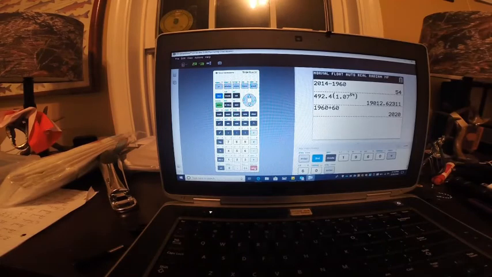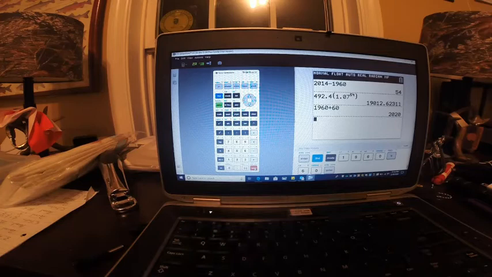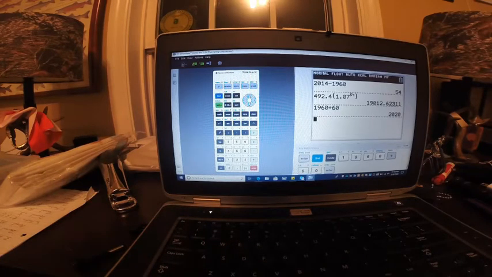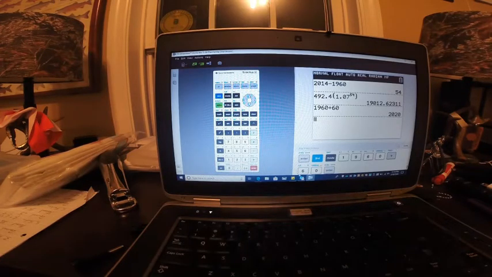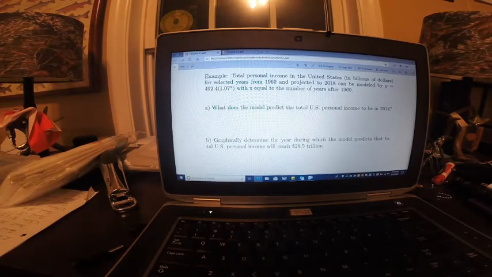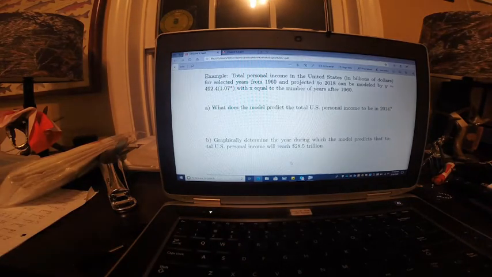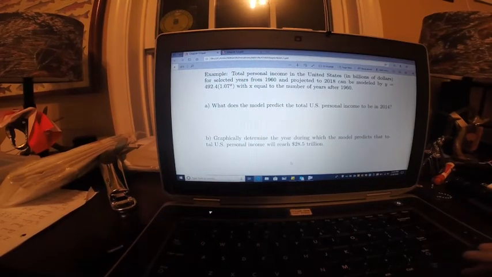So your answer will be 2020. That would be the answer to the problem that you would use. You would not use 60, you use 2020. Obviously, I don't think we're going to hit that this year. Got some coronavirus going on, really hurting people's stocks, people's work, all that kind of stuff. Not so sure that we're going to have personal income at 28.5 trillion. But you never know. Stay in college, it pays.